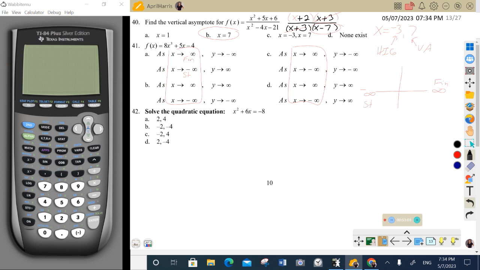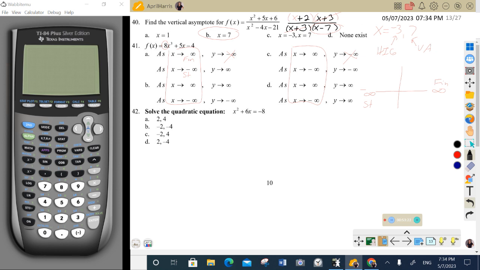So you want to look at your leader. Your leader determines how you finish. Since my leader is positive, I'm going to finish positive. So as x goes to infinity, y should also be positive infinity because my leader is positive. That's not it, and that's not it.